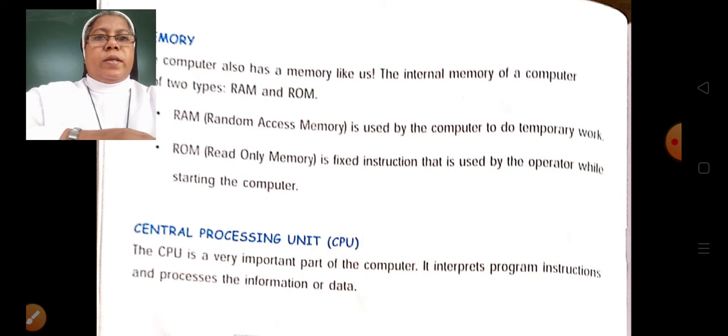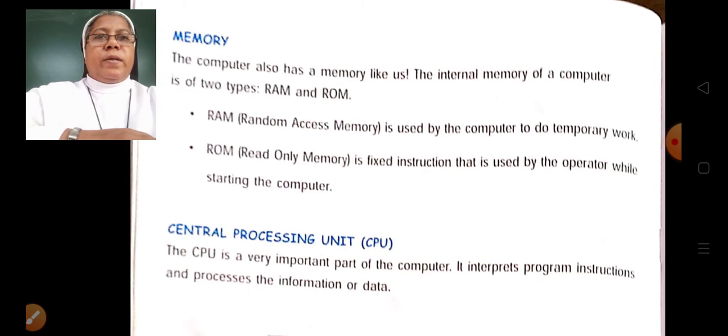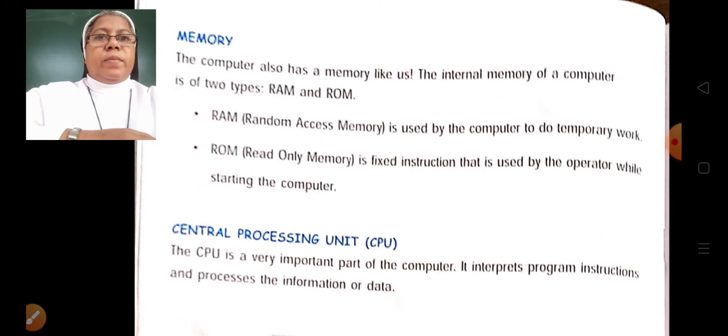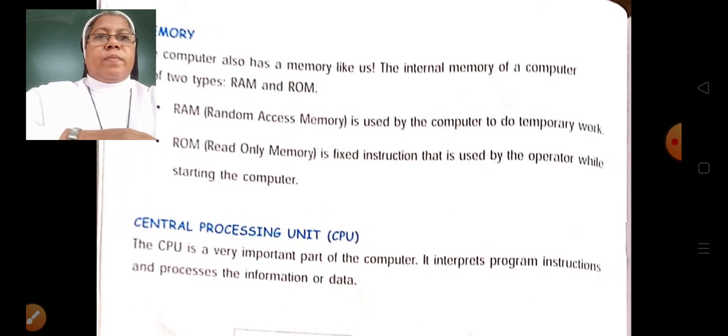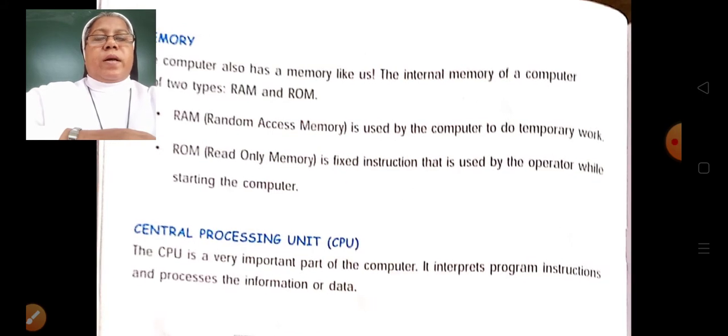Central processing unit. Next, memory. All of you understood? What is memory? The computer has a memory like us. The internal memory of a computer is of 2 types, RAM and ROM. RAM, random access memory, is used by the computer to do temporary work. ROM, read only memory, holds the instructions that are used while starting the computer. At that time we are using this ROM.